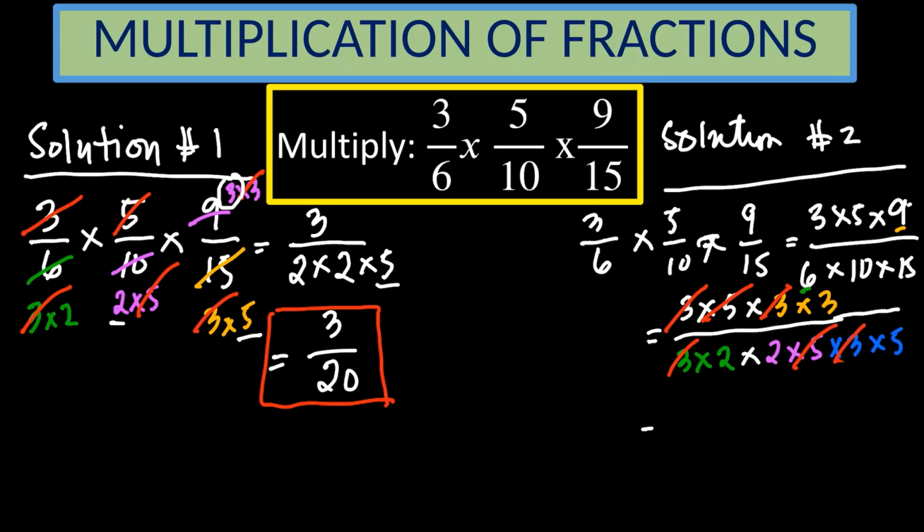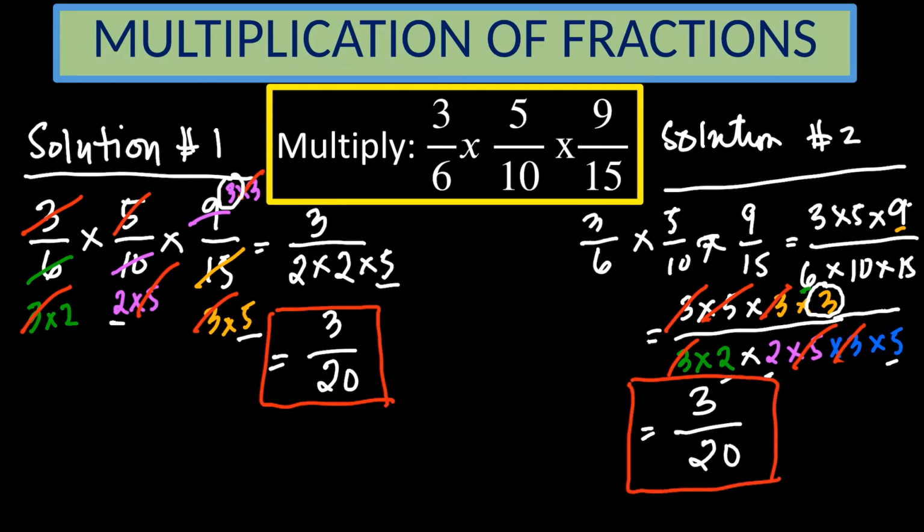So what is left in the numerator is this one, 3. In the denominator is this, this, and this. So 2 times 2 is 4, times 5 is 20. And so our final answer is 3 over 20. And again, we have the same answer. All right, and so that's it.